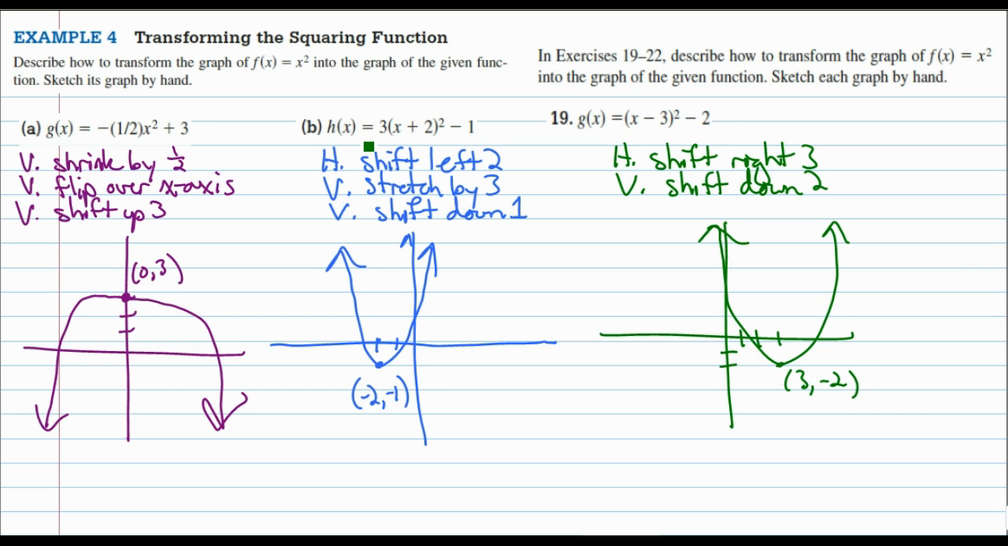There it is. In example 4, part B, the h value would be negative 2, the k value would be negative 1. (-2, -1) is our vertex. Now in A, there was no h value. It's like x plus 0 or x minus 0. So the h value would be 0 and the k value would be 3. (0, 3) is our vertex.